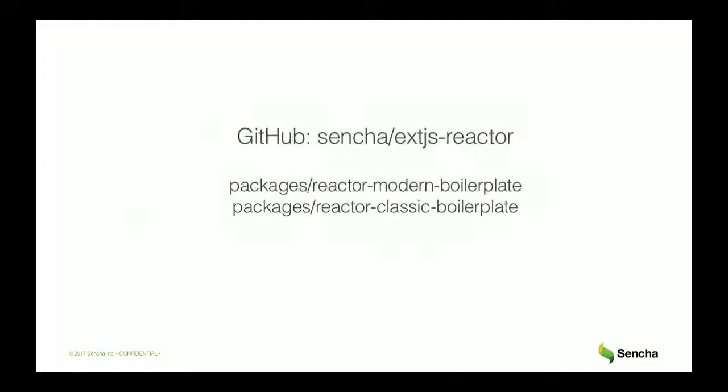If you're a current Ext JS customer, then what you want to do to start a new app is go to the Ext JS Reactor repo on GitHub, which is organized as a mono repo, so it has all these different packages inside of it. It's got a Reactor Modern boilerplate and a Reactor Classic boilerplate. Depending on which toolkit you want to use, take one of those, download it, copy it, and that's a good place to start with all the proper configurations to run Ext JS inside of React.